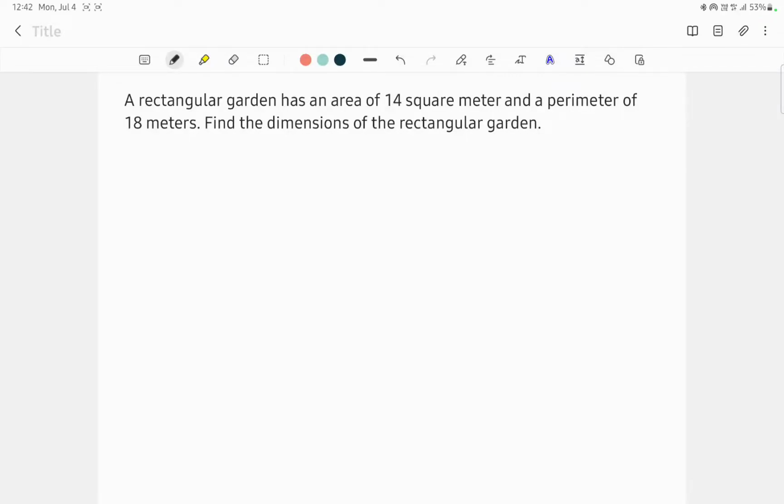Everyone, welcome to this video, and in this video we're going to solve this problem. The problem is: a rectangular garden has an area of 14 square meters and a perimeter of 18 meters. So we need to find the dimensions of the rectangular garden.